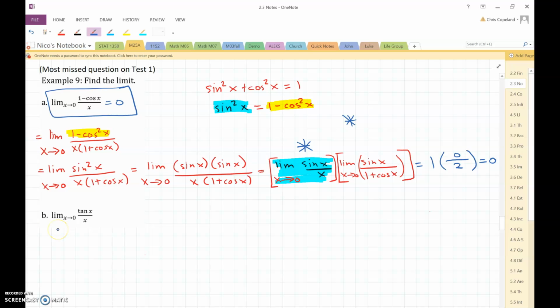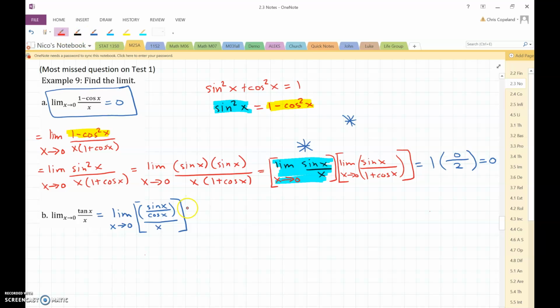All right, let's look at part B. Part B, we've got the limit of tangent of x over x as x goes to 0. Again, since we have x in the denominator and x goes to 0, we can't just do direct substitution. I'm going to rewrite this as the limit of sine of x all over cosine of x all over x as x goes to 0. So I'm going to do that first.